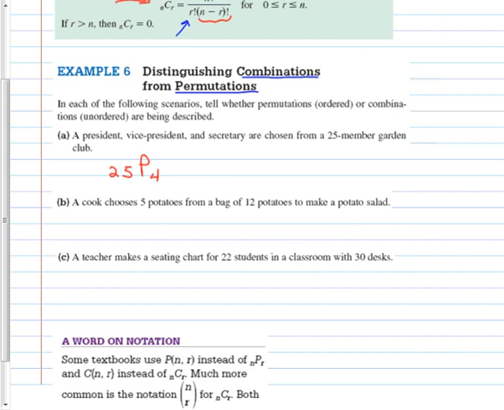A cook. Oh, why did I use potatoes? A cook chooses 5 potatoes from a bag of 12 potatoes to make up a potato salad. Why was it 4 if there were only 3? Like 1, 2, 3. That is a good question. There are only 3 positions. I was thinking we had 4 positions. So, permutation or combination? This is a combination. The 5 potatoes, we don't care which ones you chop up first. It makes no difference. So this is a combination. Total of 12. We are taking 5 of them at a time.